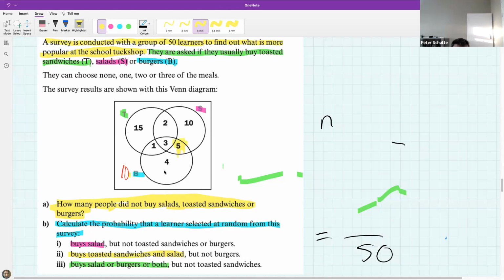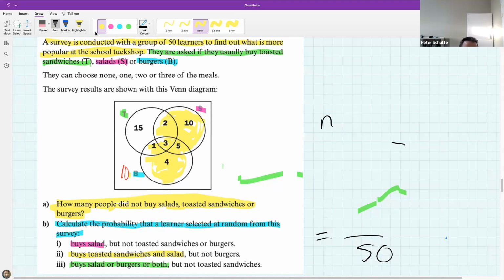You can buy salad or burgers. So salad or burgers, which is that region, or both. Now, salad or burgers. Oh, wait, sorry. Salad or burgers or both. I'm having a moment here. By salad or burgers, which is here. So it should actually be that one. So salads or burgers or both, but not toasted sandwiches.